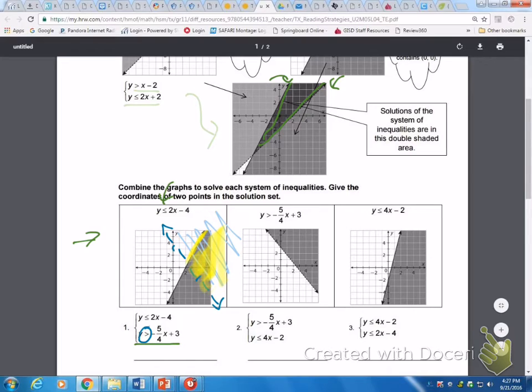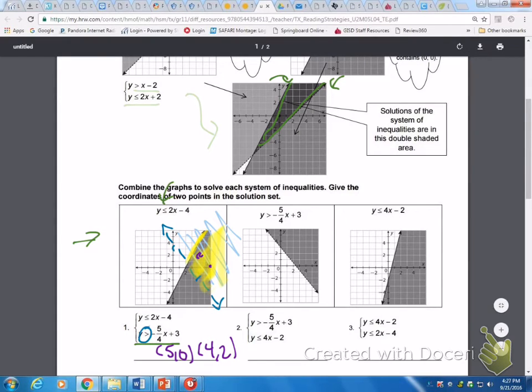So if I asked you to give me a point that's within the shaded region of both lines, for example, we could take this point right here. So that is at 5, 0. And we could take this point right here, and that looks like it is at 4, 2. Okay, so let's take a look at this next one.